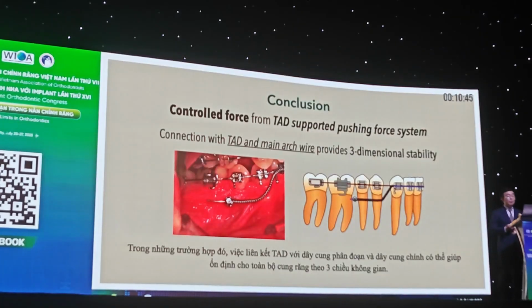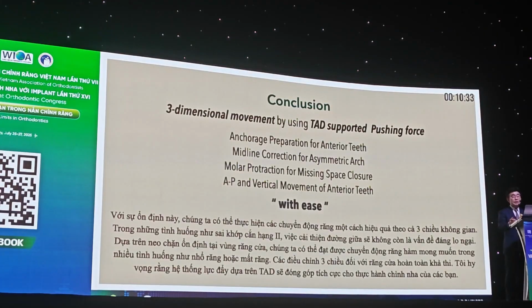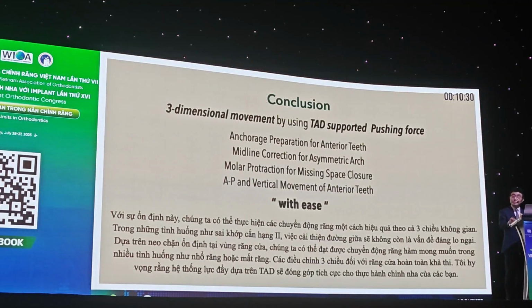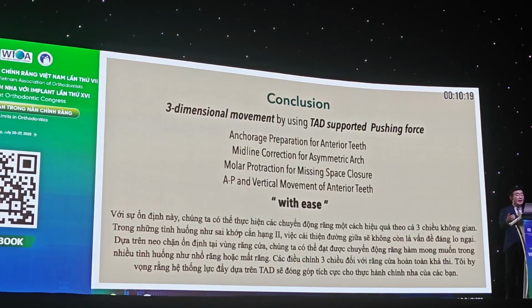Connecting the TAD with the sectional arch wire to the main arch wire can provide three-dimensional stability to the dental arch. With this stability, we can achieve three-dimensional tooth movement in situations such as class 2 subdivision. Improving the midline need not be a concern. Based on stable anchorage of the incisors, we can achieve desired molar movement across various extraction and missing tooth scenarios. Three-dimensional adjustment of the incisors is entirely feasible. I hope that the TAD-supported pushing pulse system will significantly enhance your orthodontic practice.